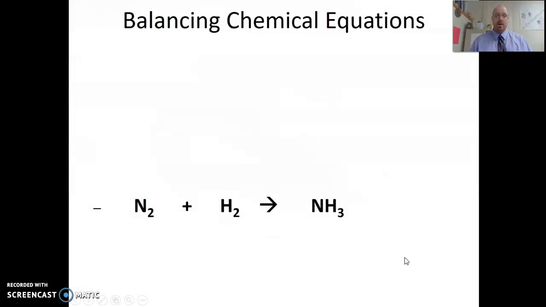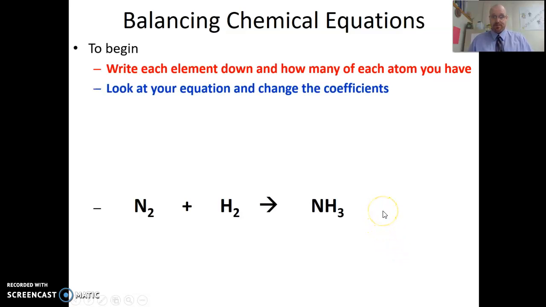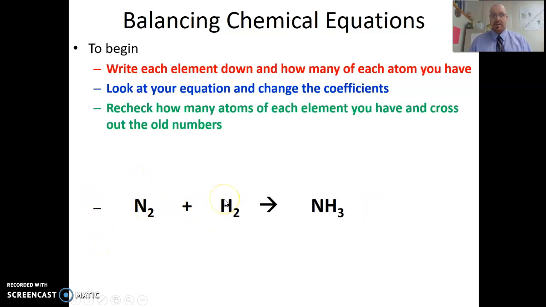All right, so here we're going to balance chemical equations. The first thing you want to do is write each element down and how many of each atom you have. You look at your equation and then you change your coefficients, which are the numbers, the gaps that are in front. That's what you change back and forth.